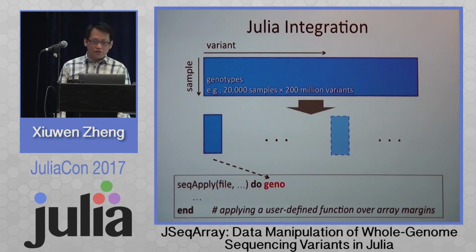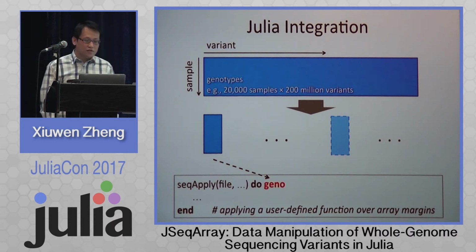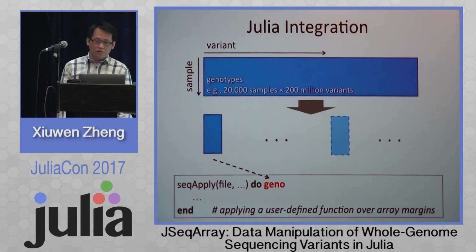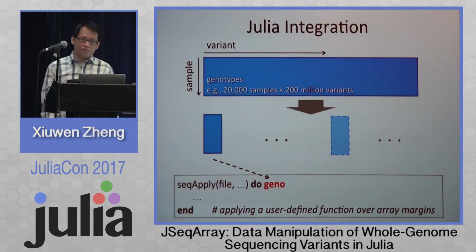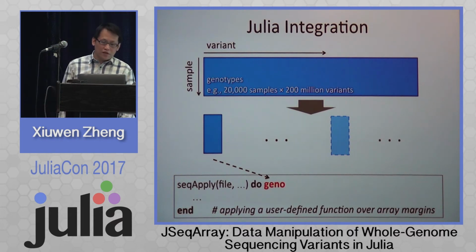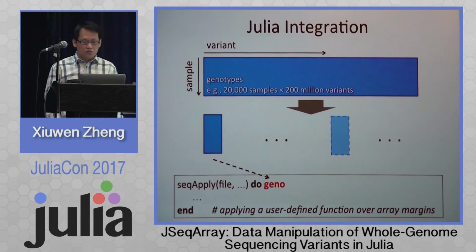Let me show you how the function seqApply works. There are 2 major dimensions in the data set, sample and variant. Here is an array data set we are working on, which consists of 20,000 samples and 200 million variants. The data set is quite large. It is not possible to load all genotypes into memory. We load the genotype in chunks and pass each subset of genotype to the user-defined function, blocking the calculation.